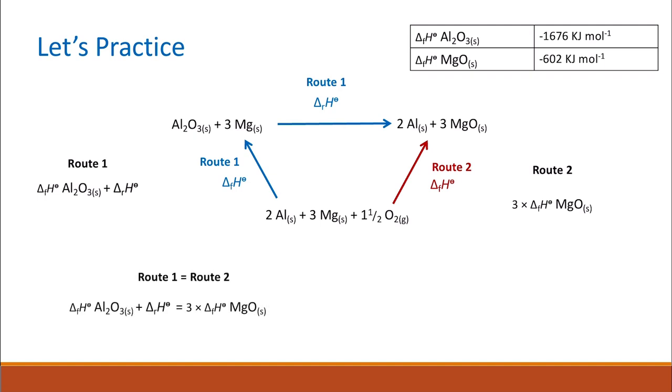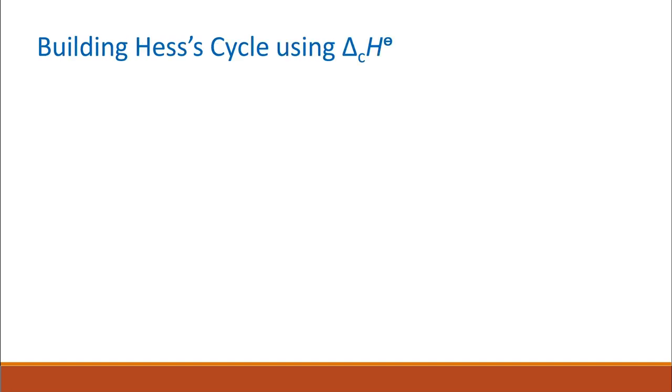Route 1 will equal route 2, so now you need to put in the values and rearrange your equation to find the enthalpy of the reaction, which is going to be minus 130 kilojoule per mole. We can also build the Hess cycle using the enthalpy of combustion.